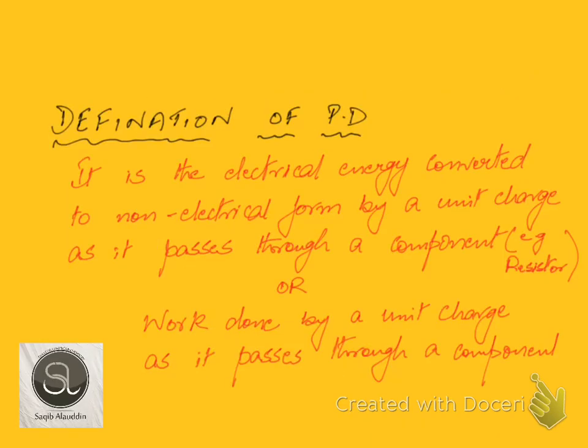So the definition, you must learn this. The definition is, it is the electrical energy converted to non-electrical form by a unit charge. Unit charge, I told you, is a charge of 1 coulomb as it passes through a component, for example a resistor. Or you can simply say it is equal to the work done by a unit charge as it passes through a component. A component can be anything. It can be a resistor, it can be a lamp, it can be a buzzer, it can be a thermistor. So anything which is part of an electrical circuit is a component.